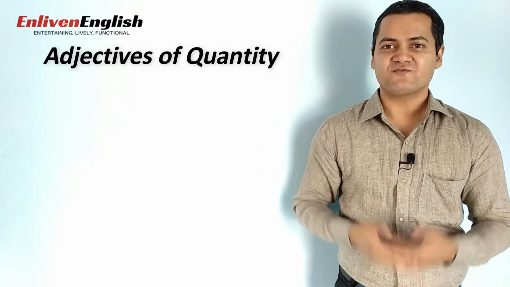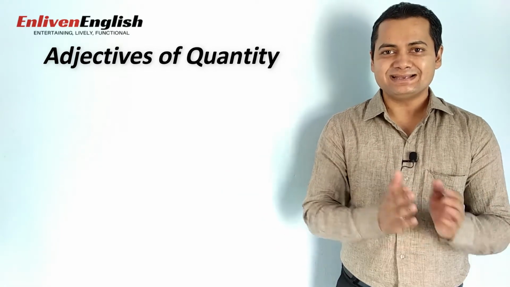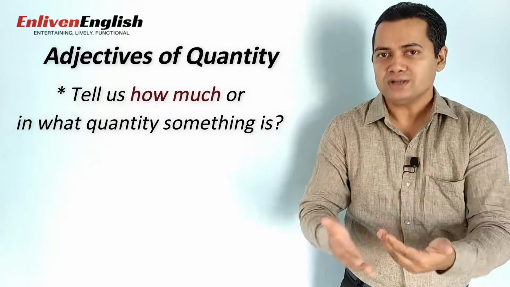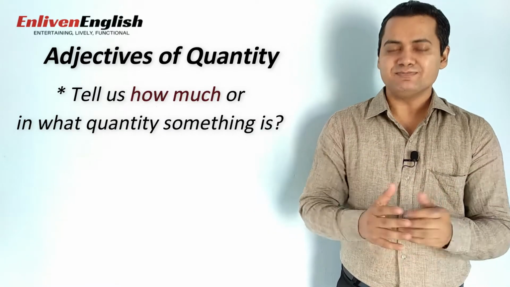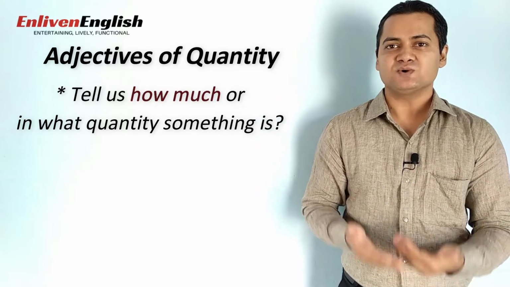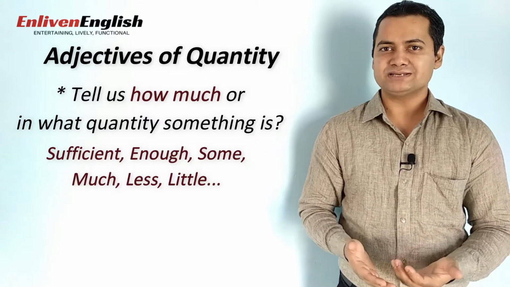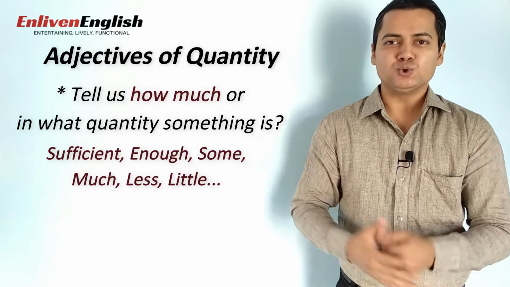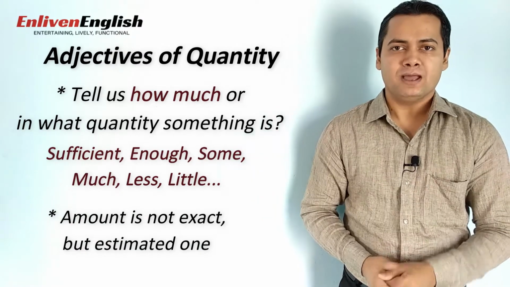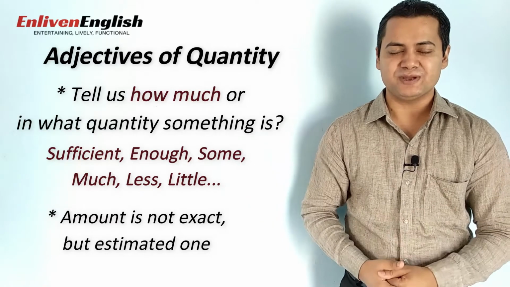While adjectives of quality tell us of what kind someone or something is, adjectives of quantity tell us how much or in what quantity something is. Please remember, we answer the question how much with adjectives of quantity such as sufficient, enough, much, less, little and so on. These adjectives don't give us the exact amount but the estimated one. Let's see some examples to understand this better.